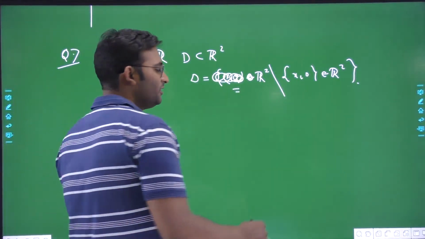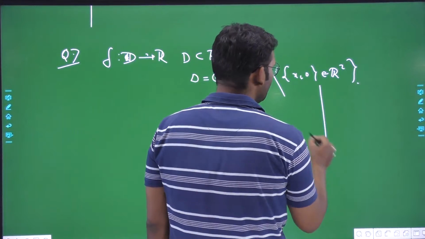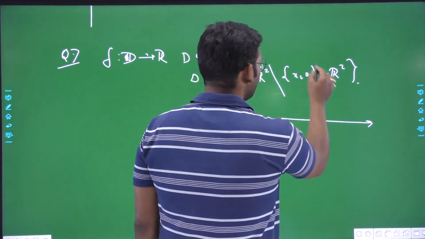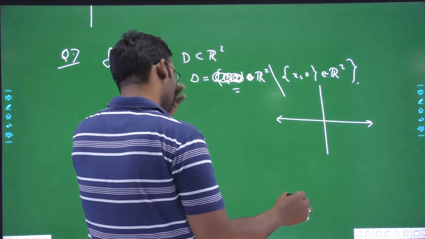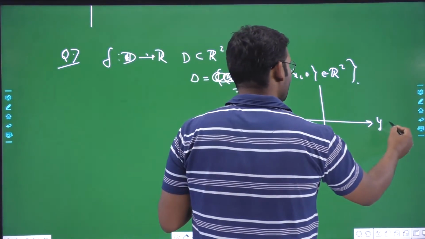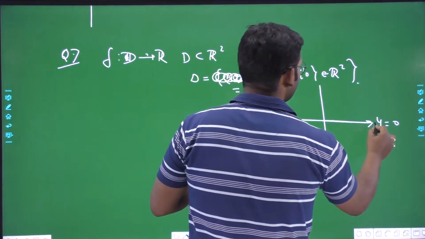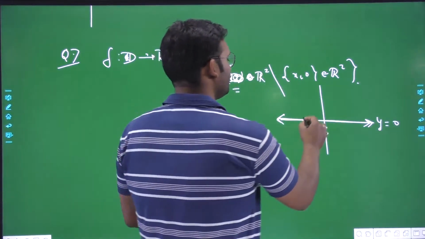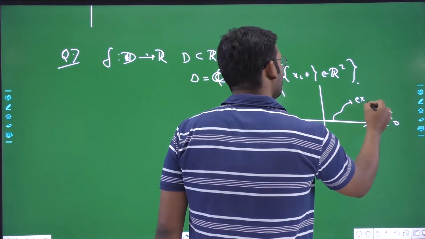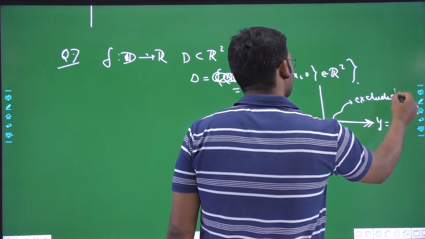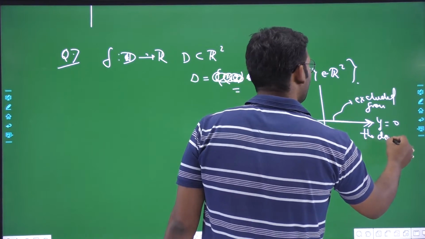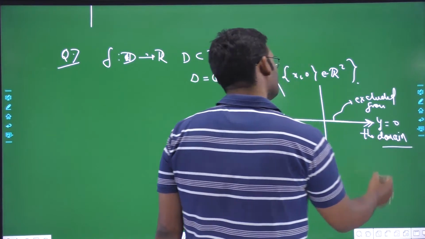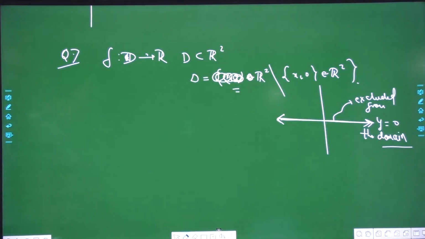So what has been left out? Your x axis is missing. Your x axis is x comma 0, so this is y equal to 0. So this axis they have excluded from the domain.